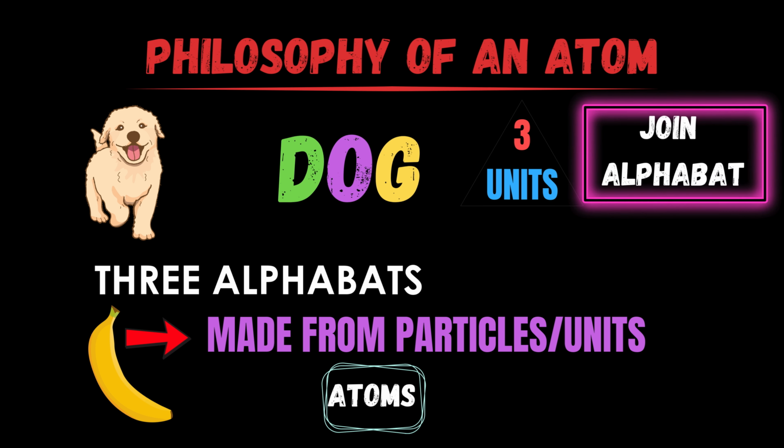When we join different alphabets, we get different words. When we join different atoms, we get different substances. Thus, remember that just like joining alphabets makes a word like dog, atoms join to make substances. Atoms are also small units or particles that make elements or substances like this banana. Now, what is an atom?